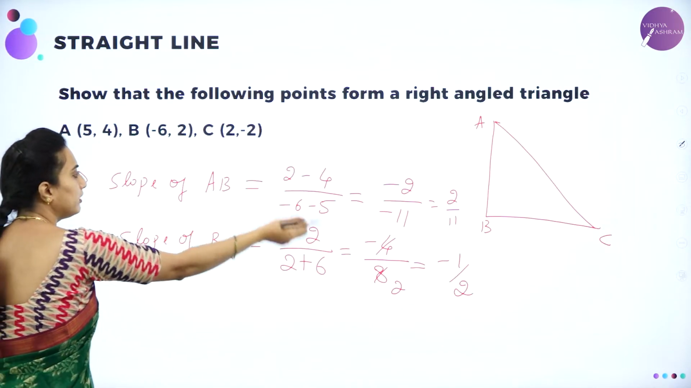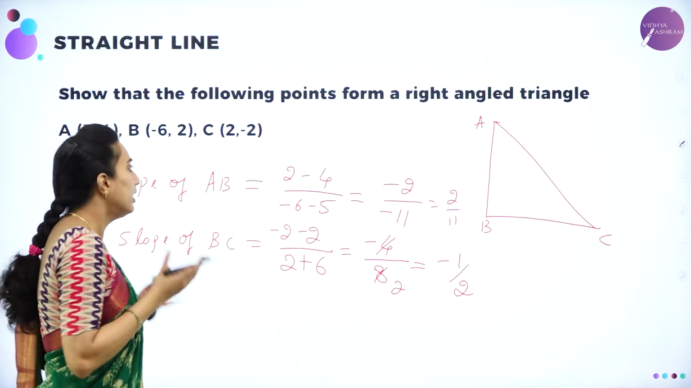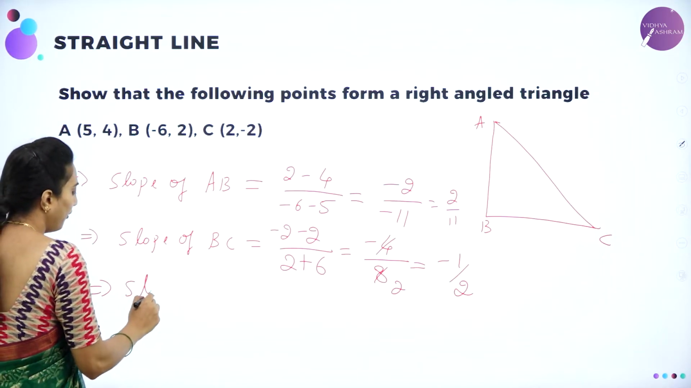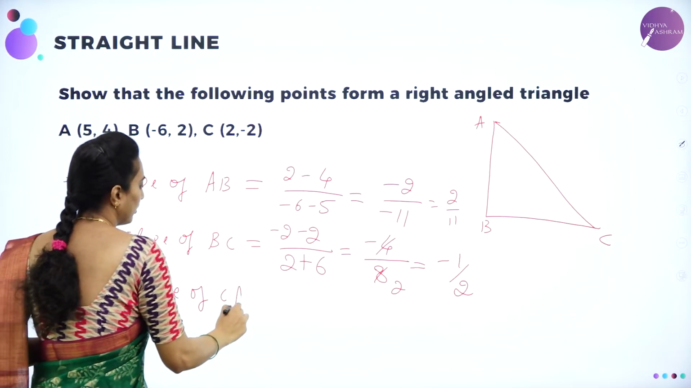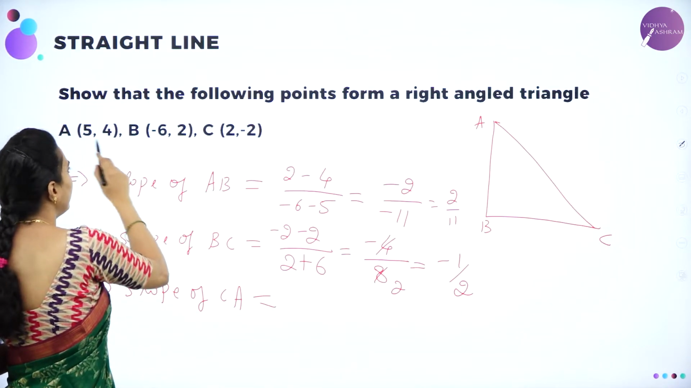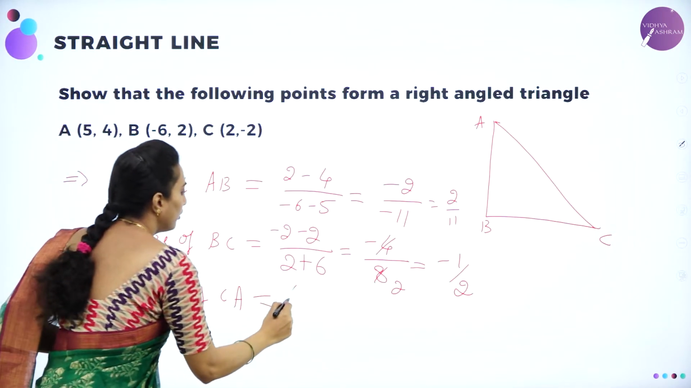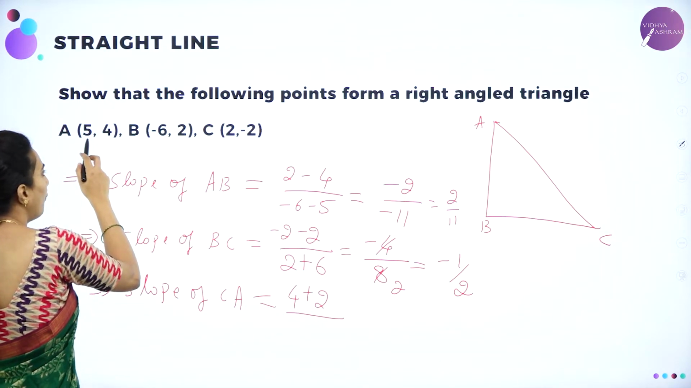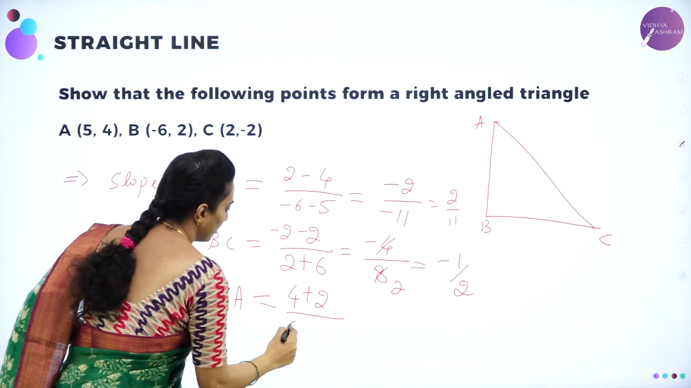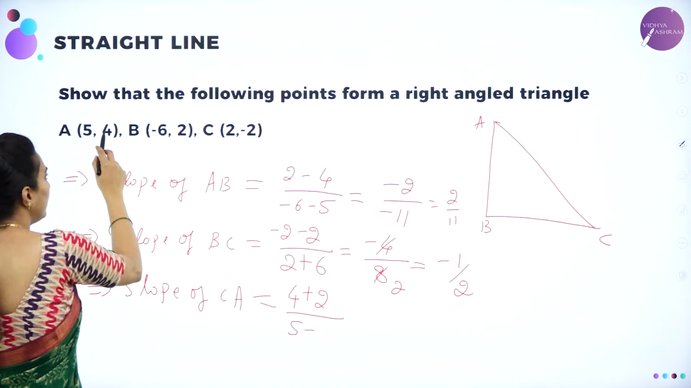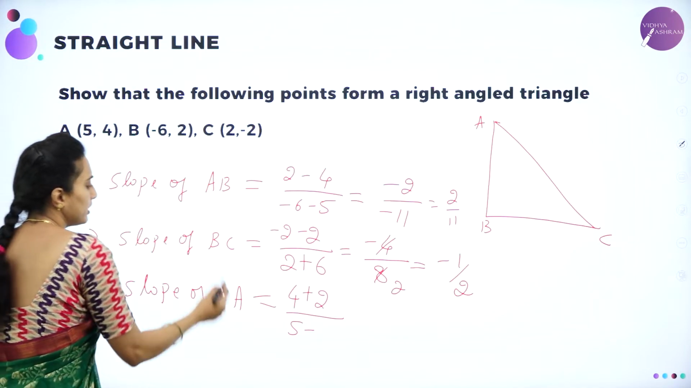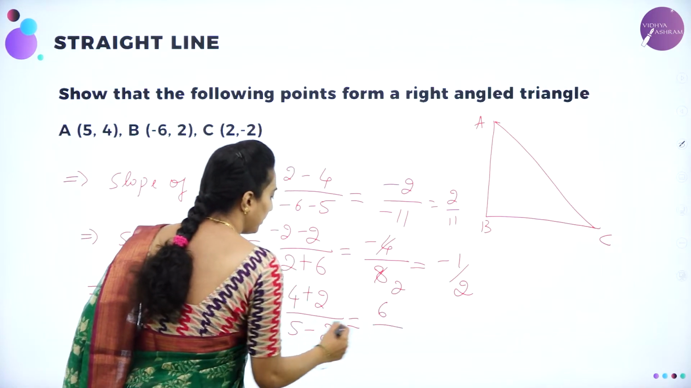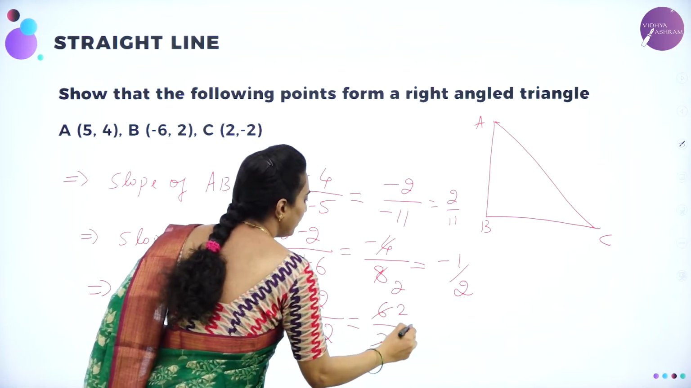Now let me find out whether the product of two slopes is equal to -1. Let me find the slope of CA. Taking C as x1, y1 and A as x2, y2, y2 minus y1 is 4 minus of -2, which is +2, that is 4 plus 2, divided by x2 minus x1, which is 5 minus 2. So 4 plus 2 is 6 divided by 5 minus 2 is 3, which gives 2.